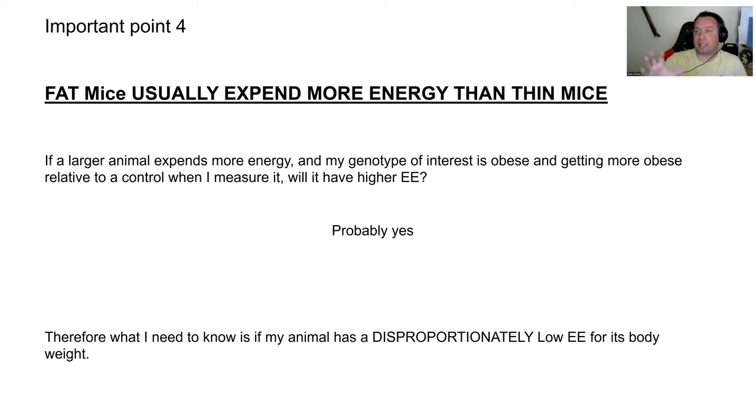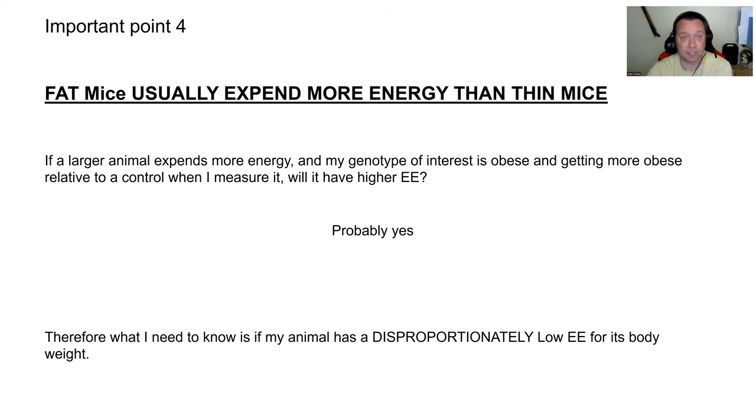If you have fat mice and you measure them in your calorimeter, you should expect them to have higher energy expenditure. It may seem counterintuitive because you're like, oh, they're fat, but it just means they'll probably be eating even more food to offset that increase in energy expenditure. Even if they're diverging in body weight, even if they're getting heavier, their energy expenditure is still going to be higher. And so what you really are asking then in that situation where you've got diverging mice, you've got them eating more food than the controls, and you've got them expending more energy than the controls, is you want to know if that energy expenditure is disproportionately high or low for the body weight.